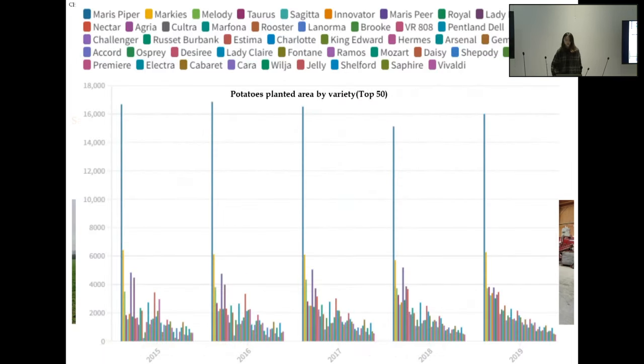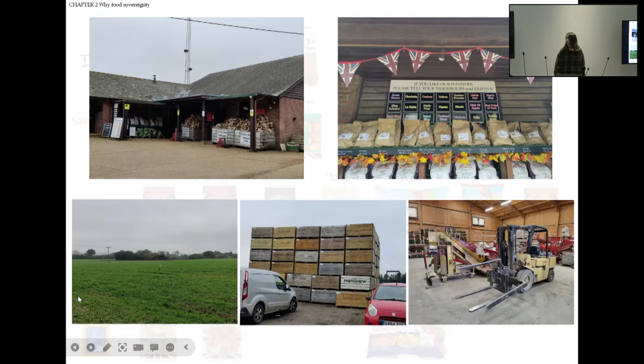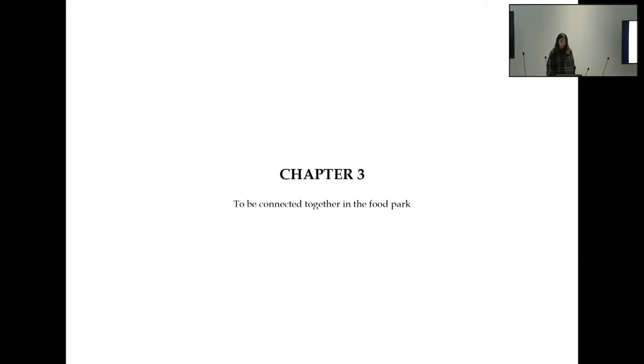And the figures from AHDB also prove that, as you can see in this picture, Maris Piper is grown on far more hectares than the second place. So this means we are growing and buying limited kinds of potatoes, and we are creating our landscape and culture in the box provided by these companies. Our food sovereignty is not in our hands.